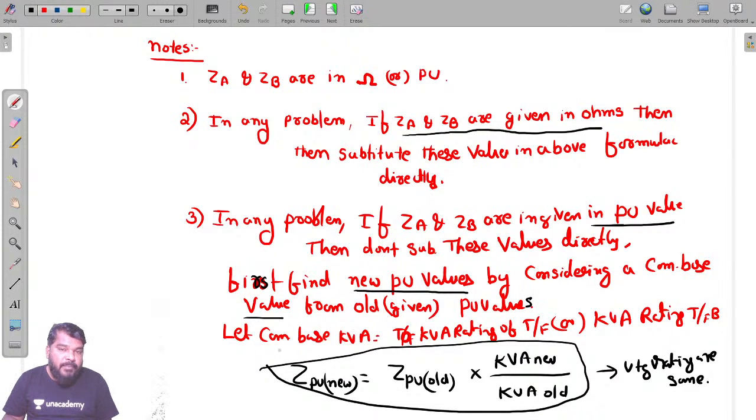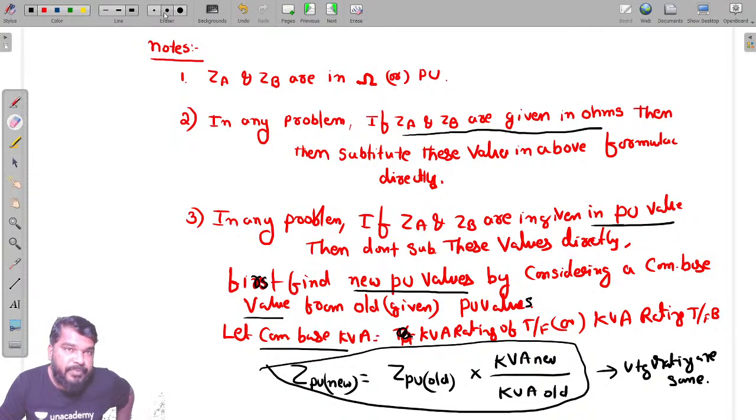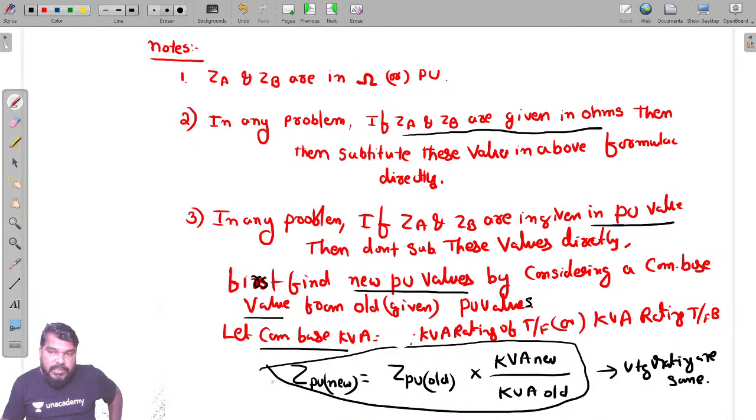Let the common base kVA be the kVA rating of transformer A or the kVA rating of transformer B. This is the kVA rating of transformer A and the kVA rating of transformer B. By using this formula, we can get the new per unit values.